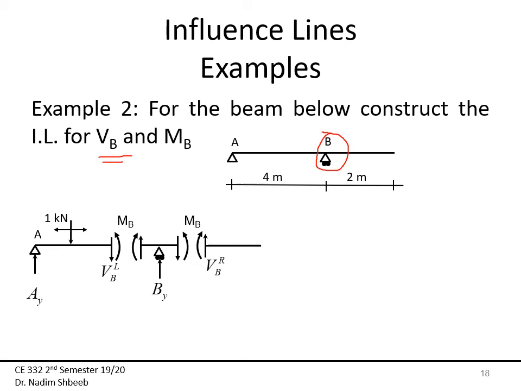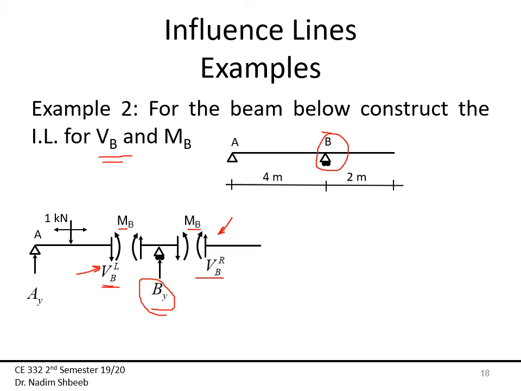So the first part is just before the reaction, which we usually call VB left, and I'm having a moment. And then here is at the support BY, where I'm having the shear. Again, I'm assuming positive shear here, okay? All right, so this is my positive shear, and I'm assuming positive shear here as well. So BY is going to be equal to VB left plus VB right, okay? And then this part is where I'm going to have VB right and the moment at B.